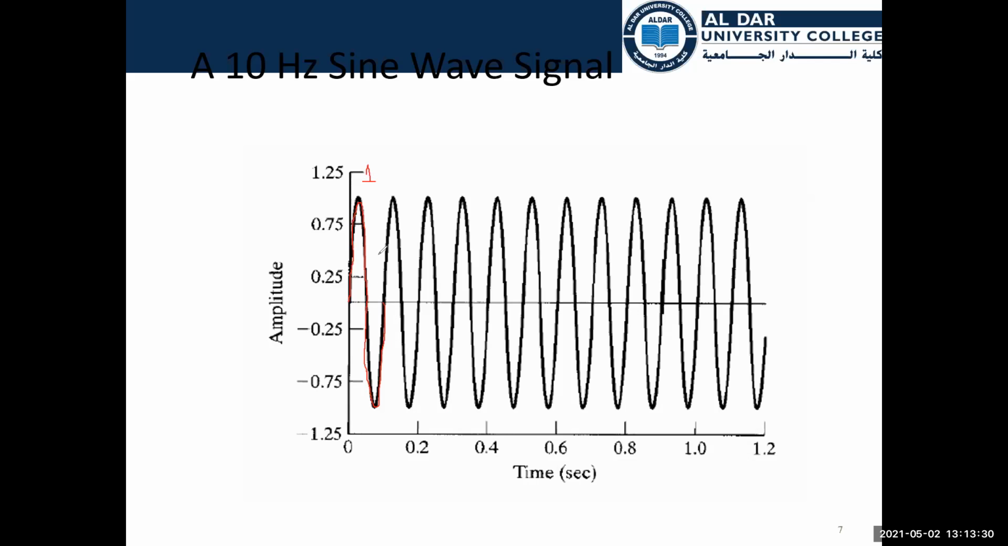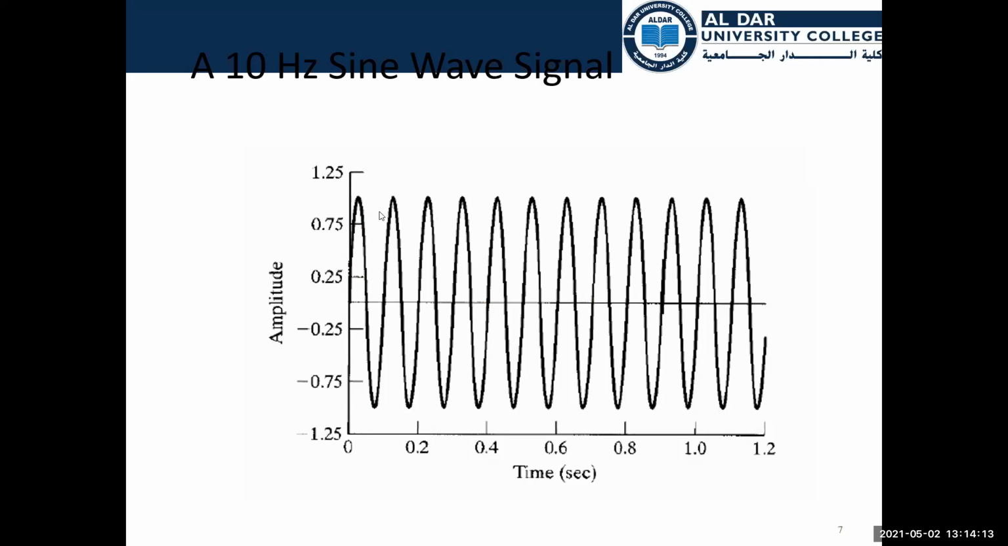If we want to continue this way, we count how many cycles there are. We have here 2, 3, 4, 5, 6, 7, 8, 9, and 10. You see, this is 10 cycles in 1 second. So we can say this is the frequency of the signal, which is 10 hertz. Because we have 10 cycles per second, or 10 hertz.